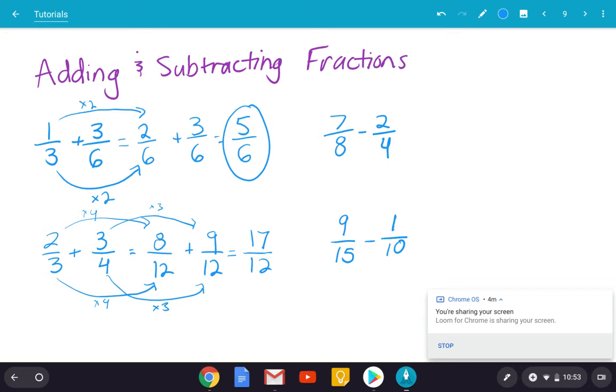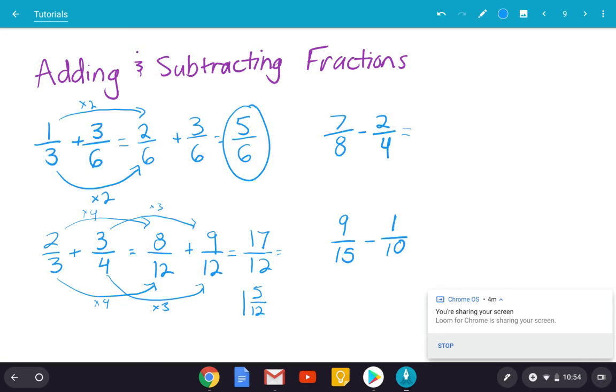17/12, you could also write that as an improper or a mixed number. I'm sorry, it is an improper fraction. You could also write it as a mixed number, just to review mixed numbers in case anybody forgets. 12 goes into 17 one time, so that's one whole. And then if I take 12 out of 17, I have 5 left over. So that would be 1 and 5/12.